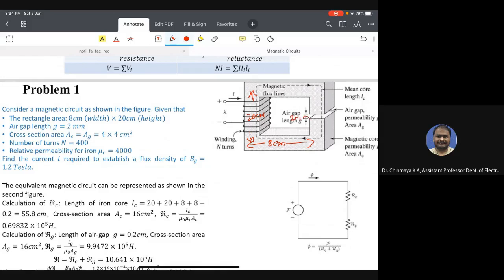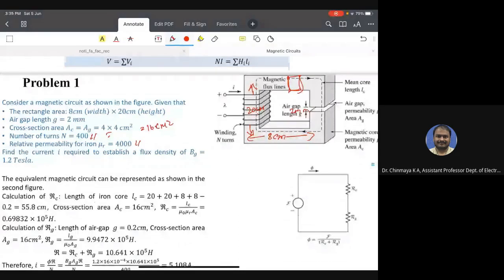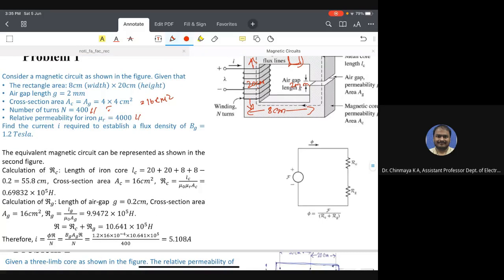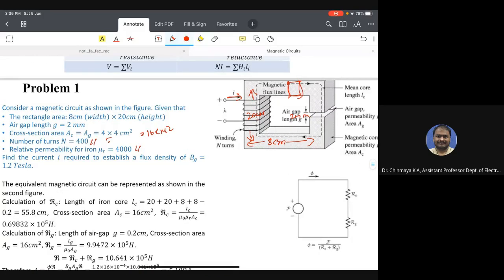The cross sectional area is this one, 4 into 4 centimeters, that is 16 centimeter square. The number of turns N is equal to 400, and the relative permeability of the iron is 4000. You have to find the current I required to establish a flux density of 1.2 Tesla. That is, how much current must be fed through the copper conductor to establish a flux density of 1.2 Tesla.